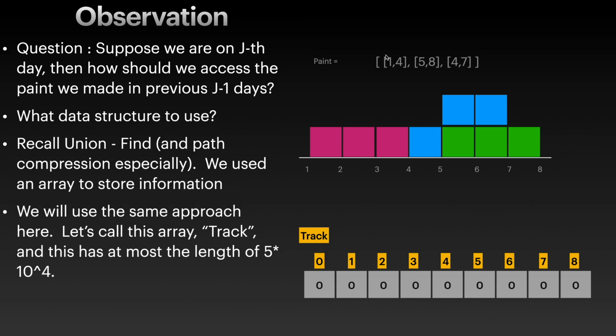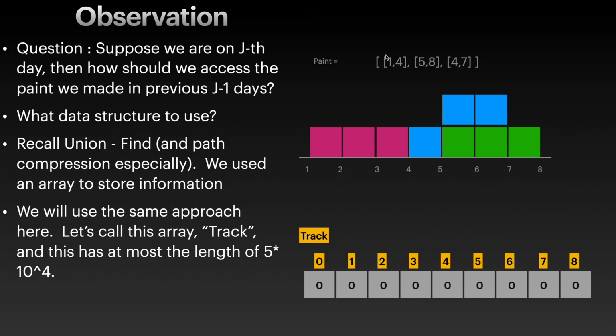In this example we have only 3 days, but say we have, I don't know, 10,000 days, and we are on the 5,000th day, having iterated from the first day all the way to 5,000, and now we are on the 5,001st day. Now how should we access all the areas that we have painted in the previous 5,000 days? So what kind of data structure would you use? Would you use a dictionary, I mean a hash map, or a set, or what kind of data structure would you use?